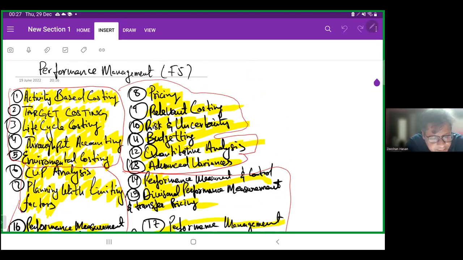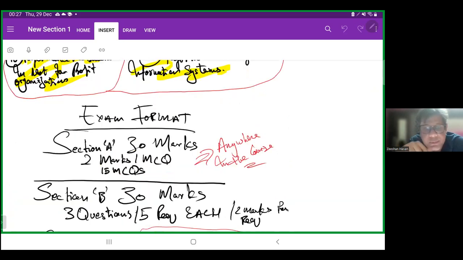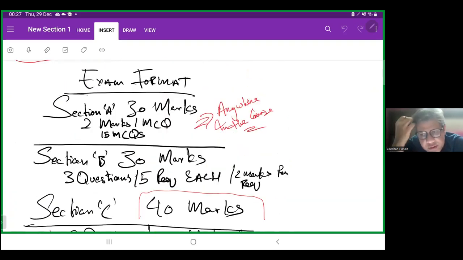Now what is the exam format? As you know, this paper is a computer-based examination, which you will be doing on examination software that is similar to Microsoft Word and Excel.